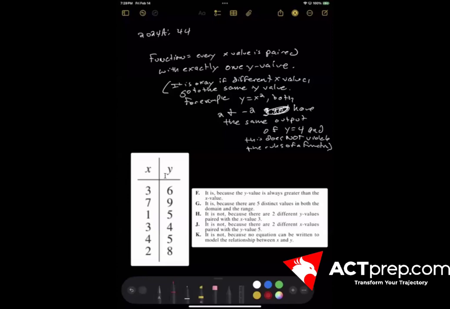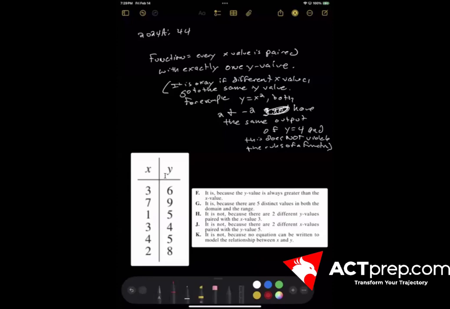For number 44, the only thing they're really checking is that you know that according to the definition of a function, every x value can only have one y value. So for example, if you plugged in 3 for x, you couldn't get both 5 and 9. So the reverse is okay. For example, you can have two different x values that map to the same y value.